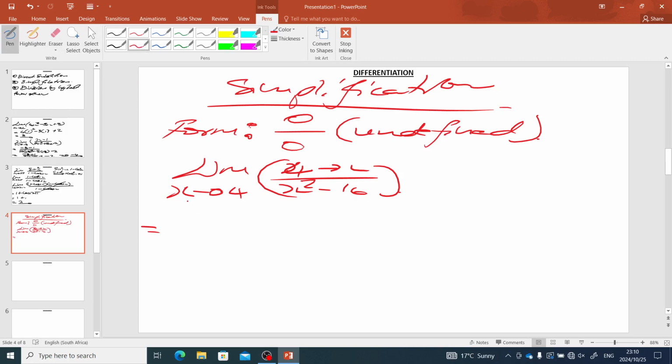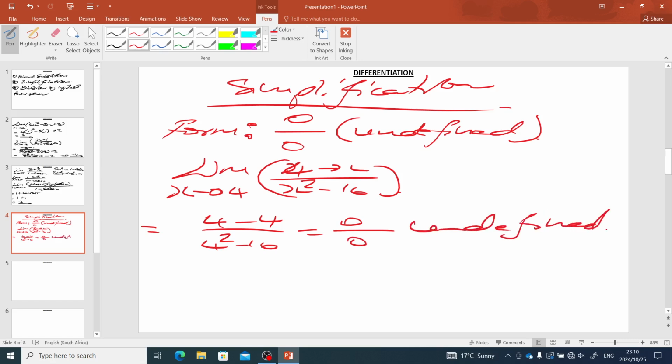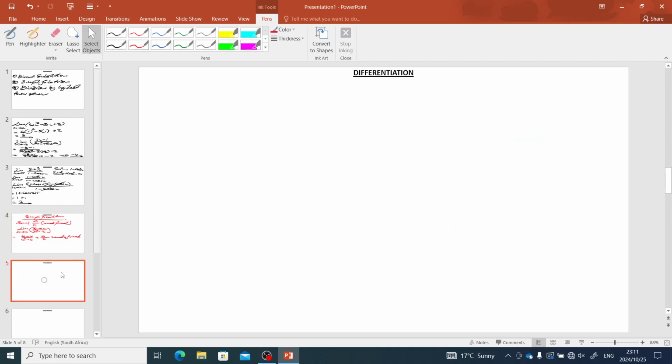It will be 4 minus 4 divided by 4 squared minus 16. 4 squared is 16. That means here we are having 0 divided by 0. This is undefined. Before I can even do the direct substitution, you can tell by inspection that this would be undefined. Now, if that's the case, we then have to simplify the function of x.